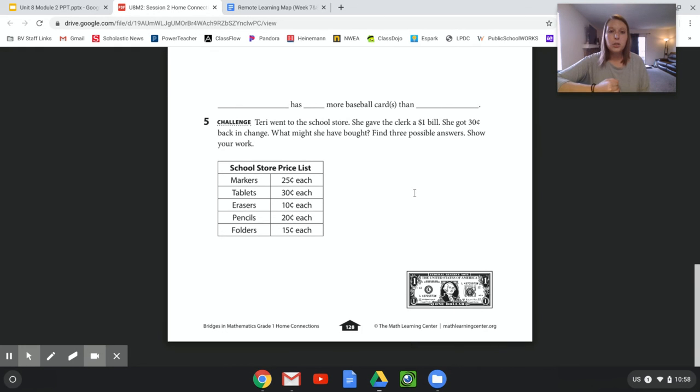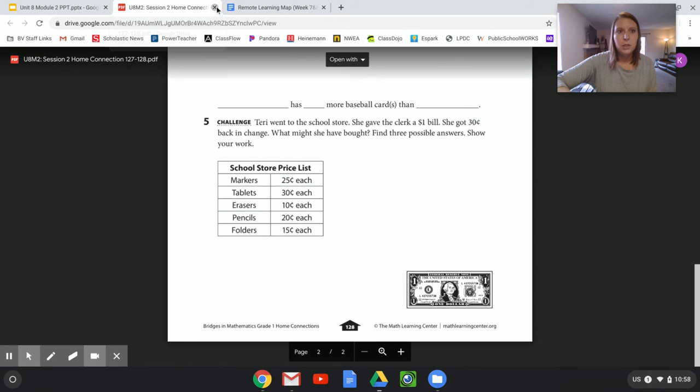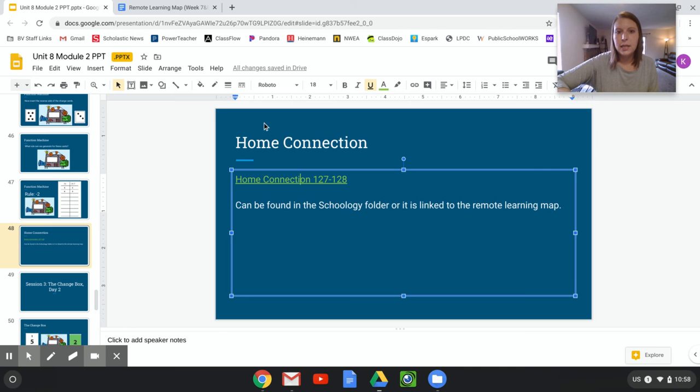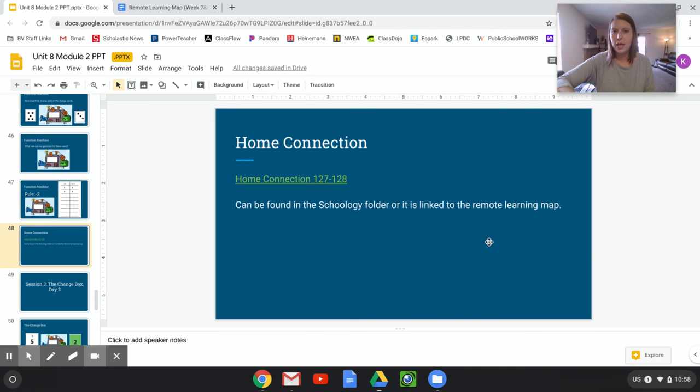So if you want to try this one and you have any pretend money or real money to kind of use, that might be helpful. But that is definitely a challenge. So do it if you can. And that is our math lesson for today.